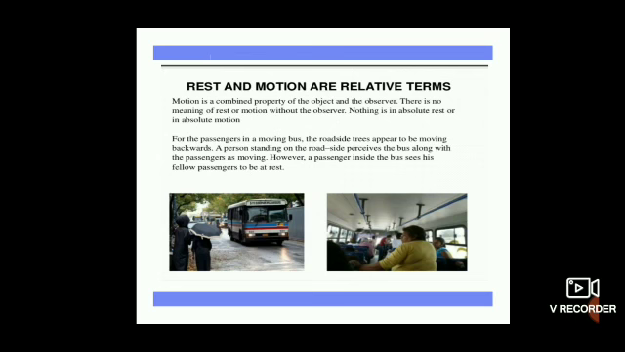Now, the basic difference between rest and motion, we will give some examples in relative terms. Motion is a combined property of the object and observer. There is no meaning of rest or motion without an observer. For example, for passengers in a moving bus, the roadside trees appear to be moving backwards. But for a person standing on the road, the bus along with the passengers is seen as moving. So here it all depends on the passengers and the person standing on the road. For the passenger, all the things are moving, but for a person standing on the road, only the bus is moving. However, a passenger inside the bus sees his fellow passengers to be at rest. Similarly, a passenger who is sitting inside the bus will consider the other passengers as at rest.